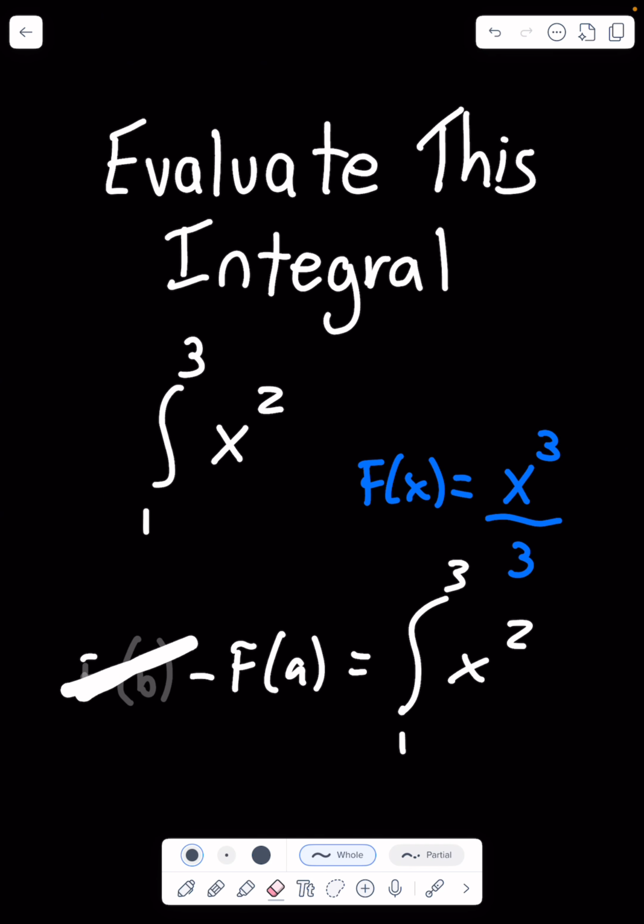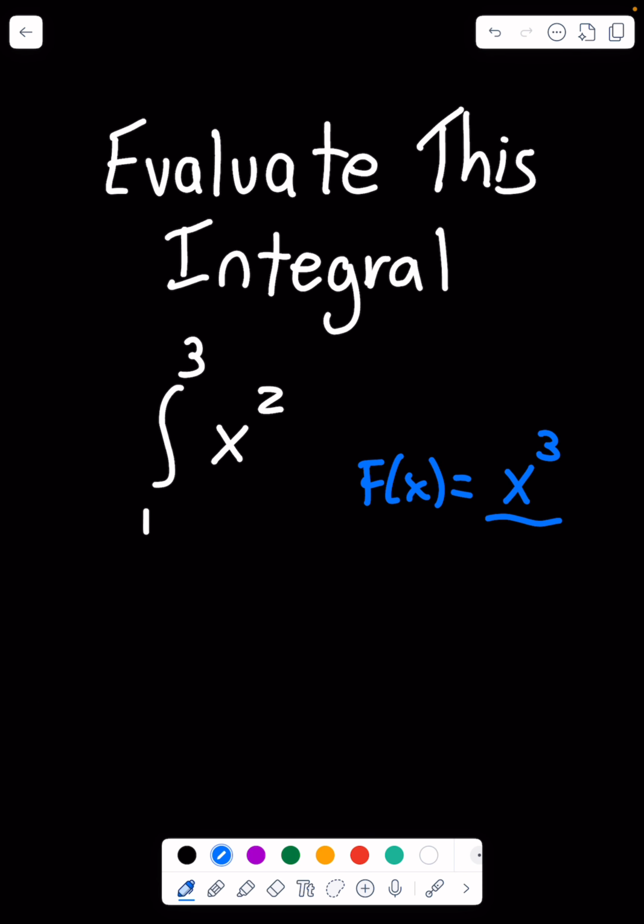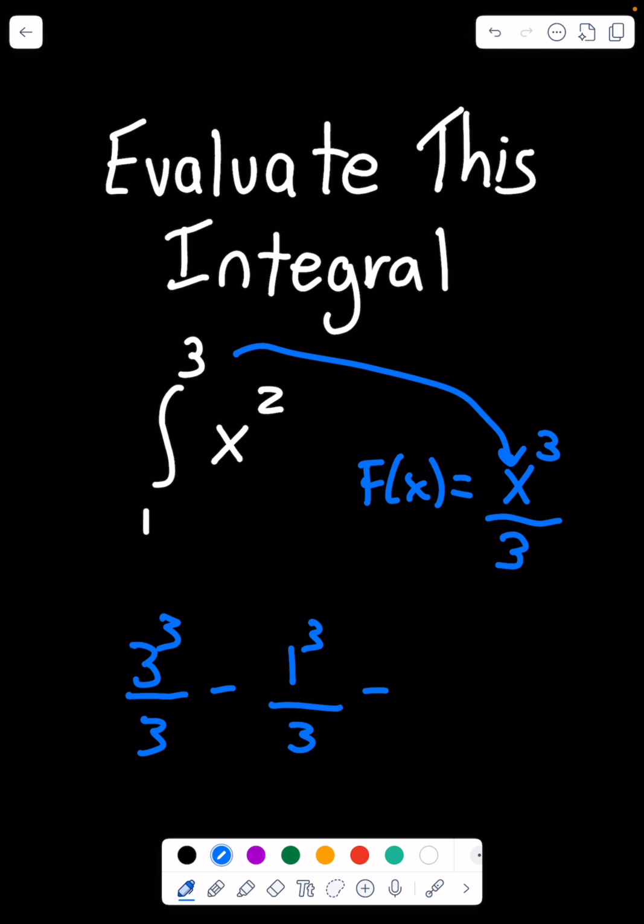So let's do this. First things first, we're going to plug in 3 right here. So 3 cubed divided by 3. And then we're going to subtract F of a, which is 1, our starting point. So 1 cubed over 3. This is our integral. So what's 3 cubed?